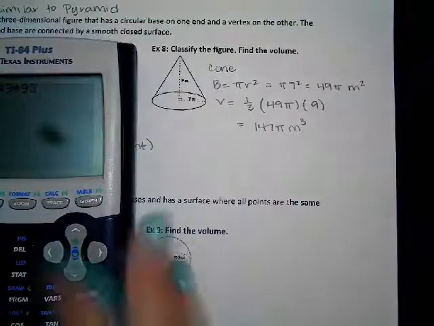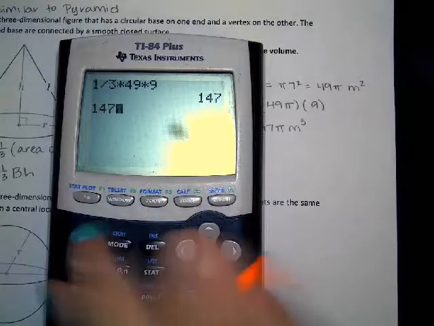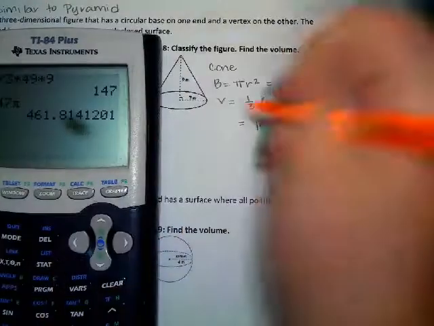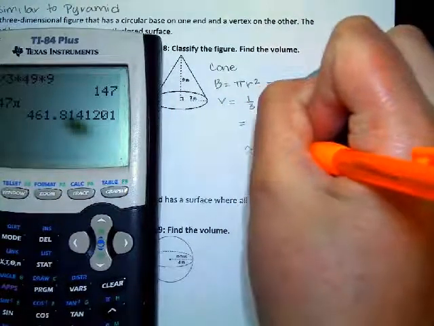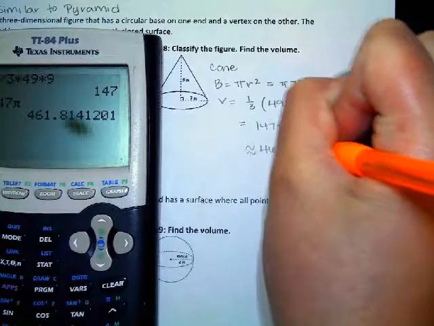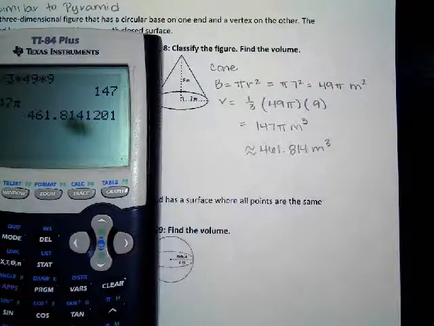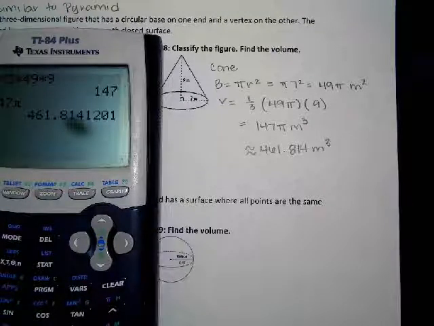If we want the approximate answer, we can do 147 pi and get the approximate answer. So the approximate volume is 461.814 meters cubed. They're both good answers. They're both accurate answers. It's going to be dependent on what the instructions say. If the instructions don't specify, then you can do either answer.